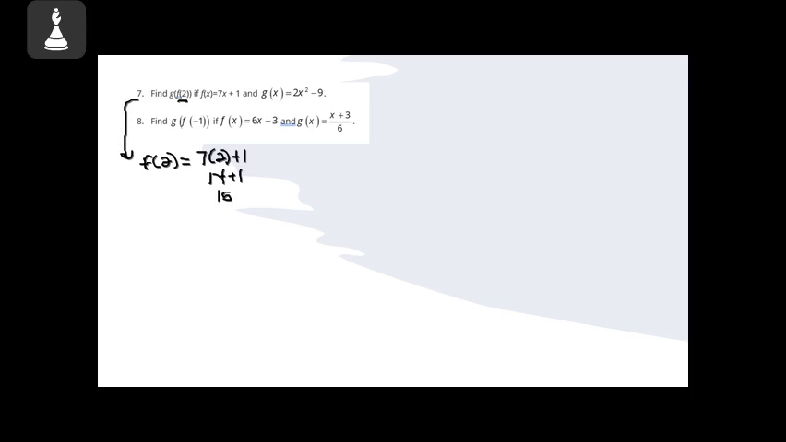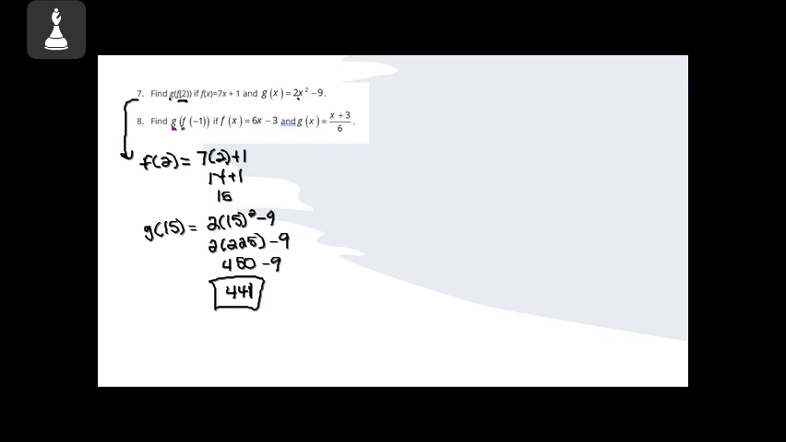I'm now going to take that answer and plug it into g. So the second part is g of 15. So if I plug that in for x, for 2x squared minus 9, 2 times 15 squared minus 9. 15 squared is 225. So 2 times 225 minus 9. Well, 2 times 225 is 450. And then I want to subtract 9 for a final answer of 441. So same process. You just always have to look at which letter is where.